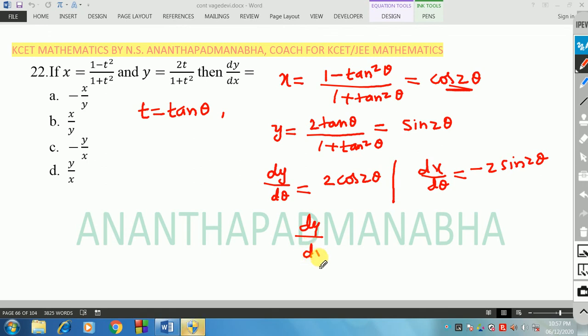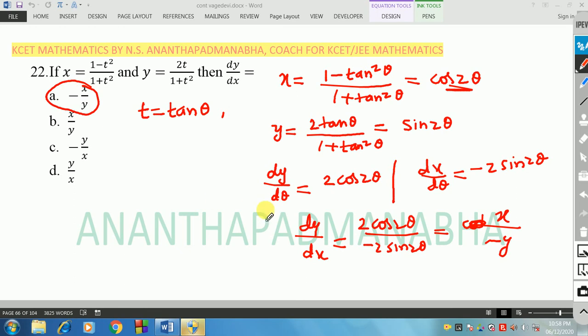Now dy by dx is equal to 2 cos 2 theta divided by minus 2 sin 2 theta, which is nothing but minus cos 2 theta by sin 2 theta. You can observe cos 2 theta is x and sin 2 theta is y here. So it is minus x by y. Minus x by y is in option A.